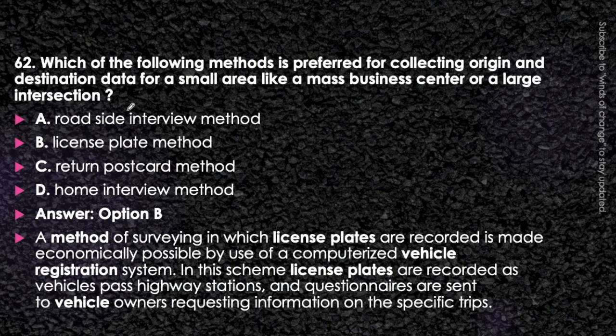This is the method of surveying to obtain origin and destination data in which the license plates are recorded, made economically possible by use of the computerized vehicle registration system. The license plates are recorded as vehicles pass a highway station, and questionnaires are sent to the vehicle owners requesting information on the specific trips. So in this method, the questionnaire is mailed or sent by some other means to the vehicle owners, with various questions about the origin, destination and the trip. This is the method for obtaining origin and destination data for a small area like a mass business center or a large intersection.